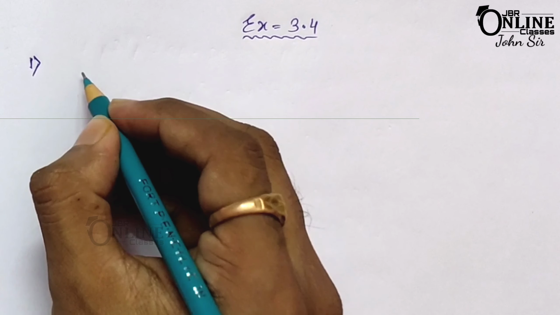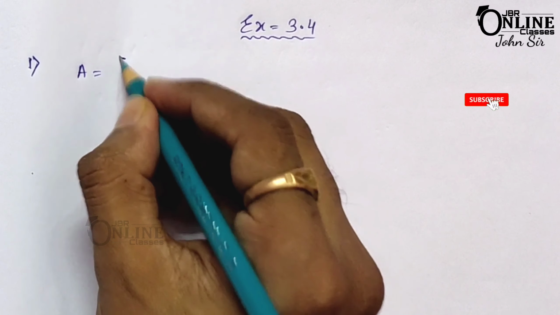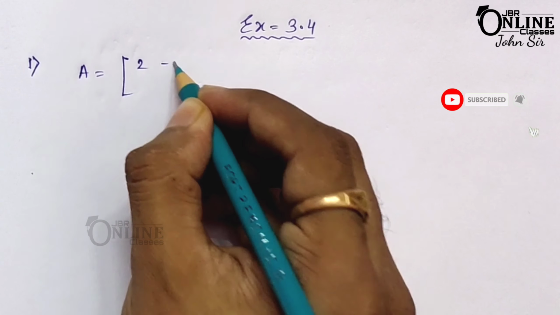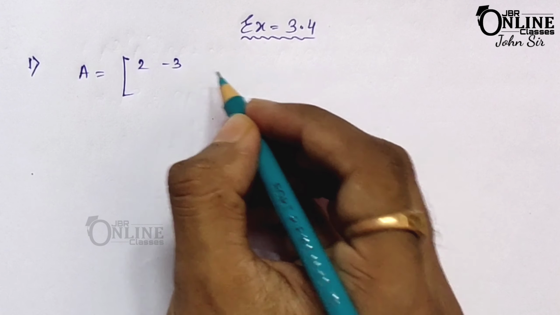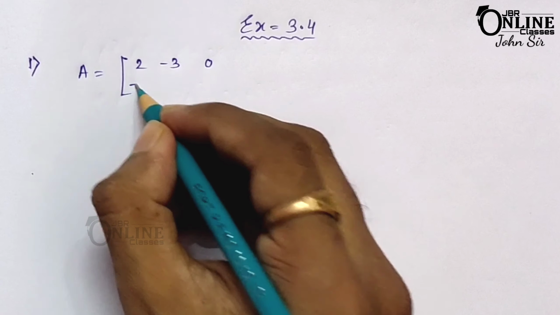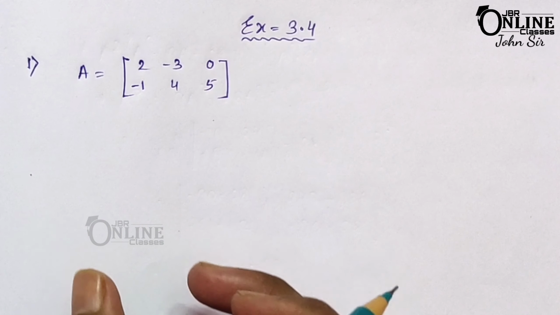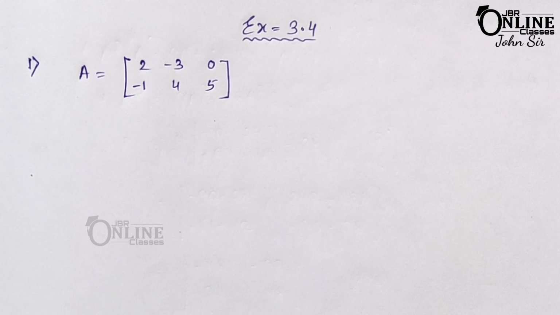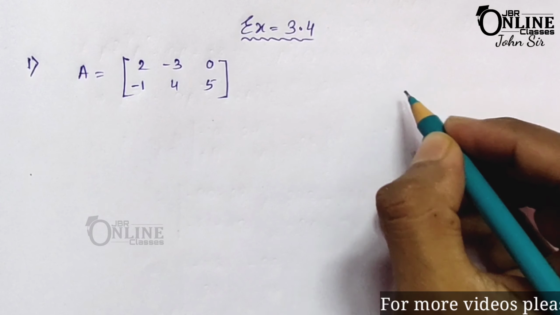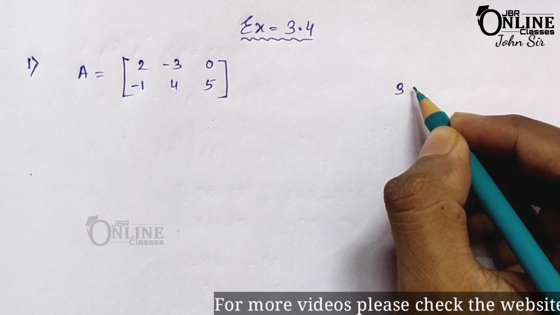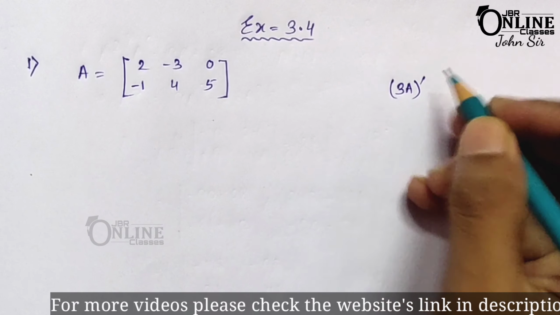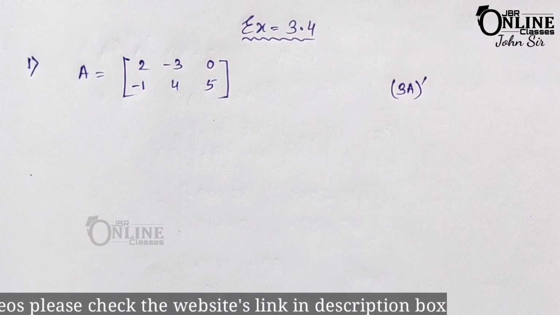In sum number 1, here given A is a matrix, here the elements are 2, minus 3 and 0, then minus 1, 4 and 5. So these 6 are the elements of A, and here you have to find out the value of 3A transpose. Okay, you have to find out the value of (3A)', or you can also call this one transpose.